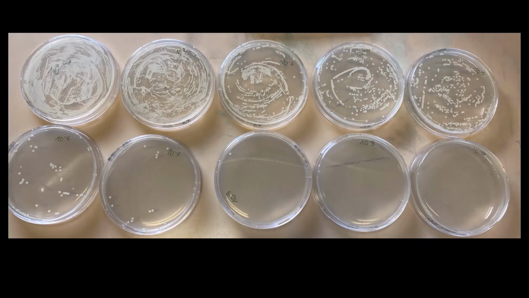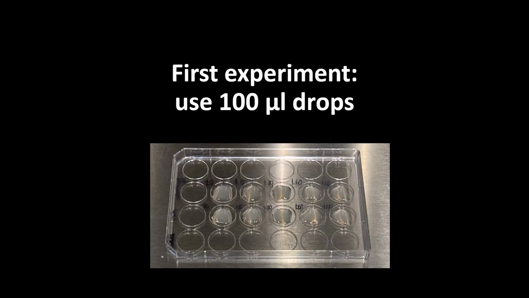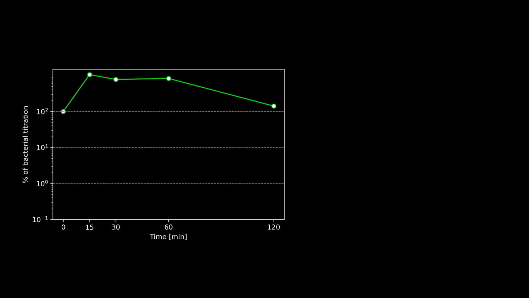Here you see an example of this power 10 serial dilution. You can precisely quantify the number of live bacteria by counting their number. In a first experiment, I plated 100 microliter of my bacterial suspension. That's how the graph looks if I irradiate for 2 hours. Plotted is the percentage of bacterial titration, always referring to the initial value. You see, over time, there's barely any change at all.